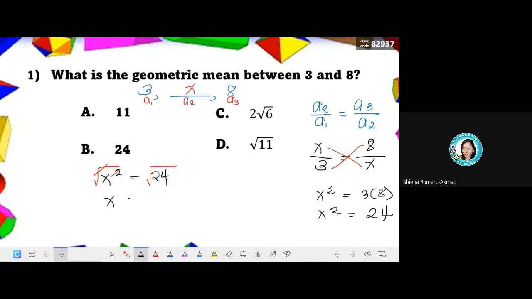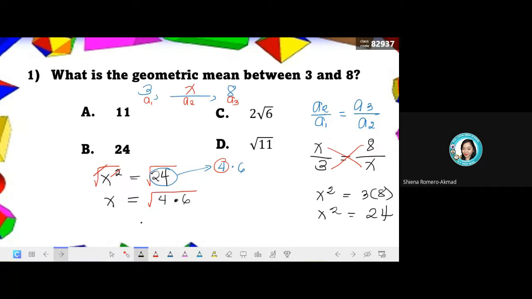So we will have x is equal to, then we will look for the factors of 24. Ano-ano ba yung factors niya na merong perfect square? So one of the factors of 24 is 4 times 6. Yan yung pinili ko. Bakit? Kasi si 4 is a perfect square. Okay? Para ma-simplify natin siya, kailangan natin nung factor na perfect square. So, isulat ko lang, we have 4 times 6.